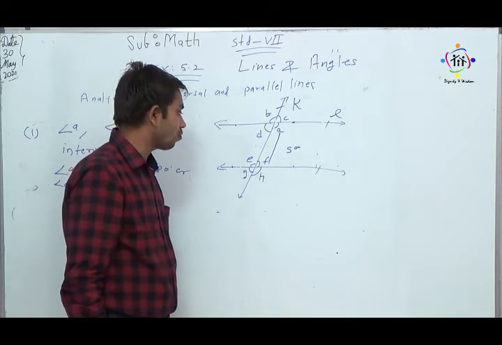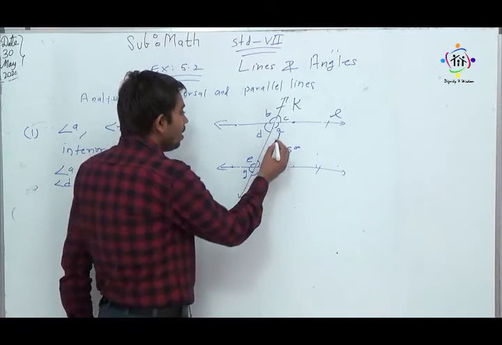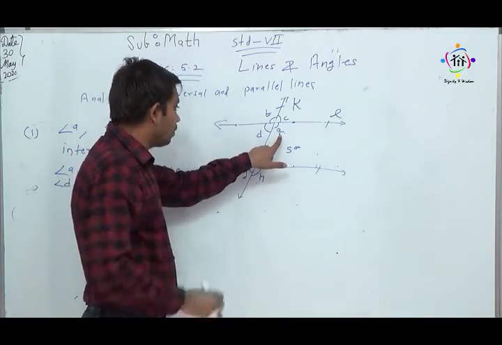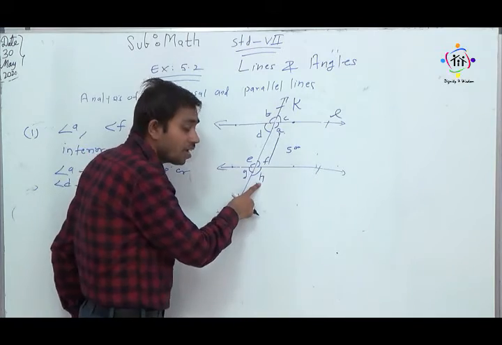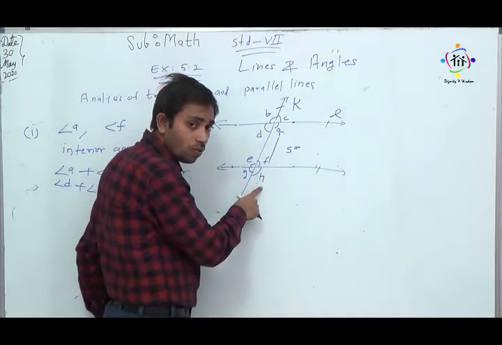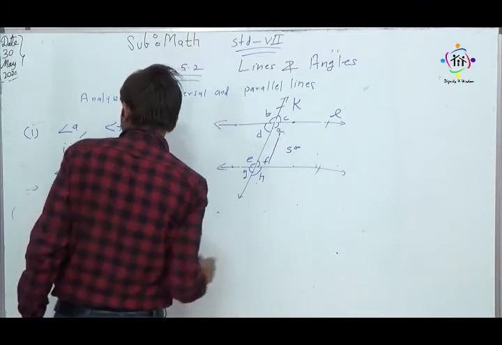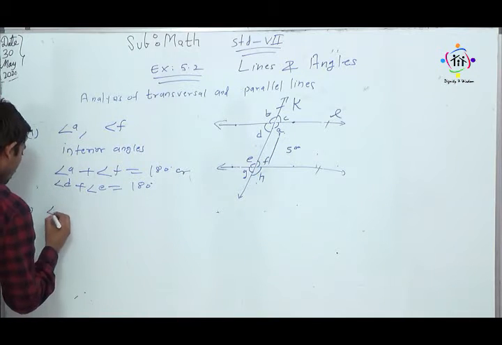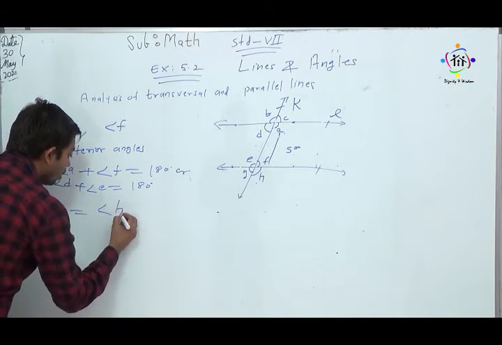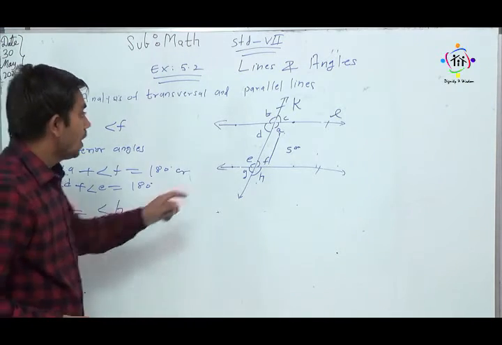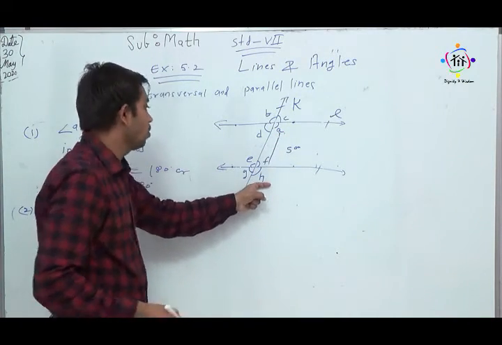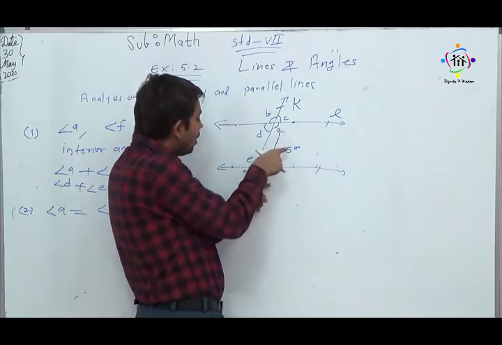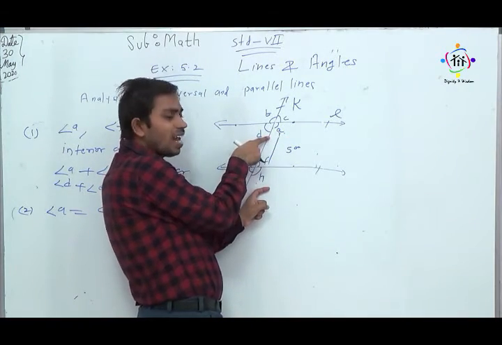Now my dear students, come to the next one, corresponding angles. Angle A is called the corresponding angle to H. These two angles are always equal. We can write the second property: angle A is always equal to angle H, or we can say it is congruent. How to recognize it? Take one angle inside one parallel line and the other outside the parallel lines, which are made by the transversal only.